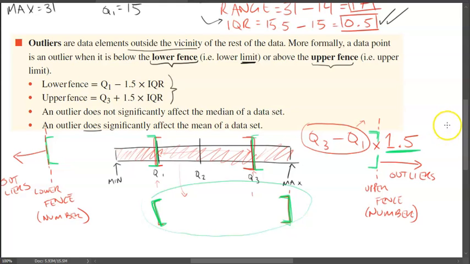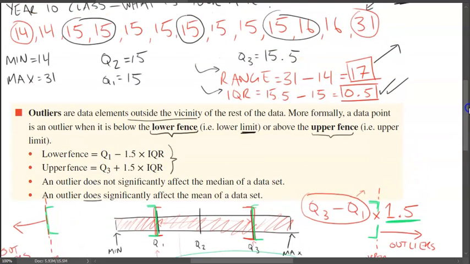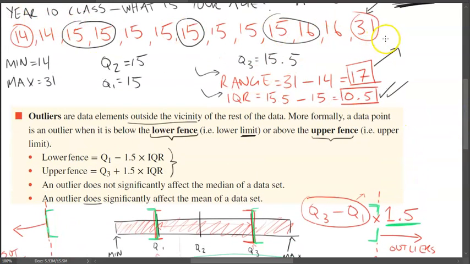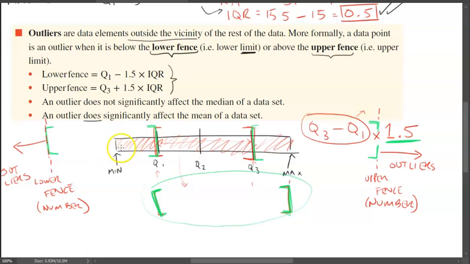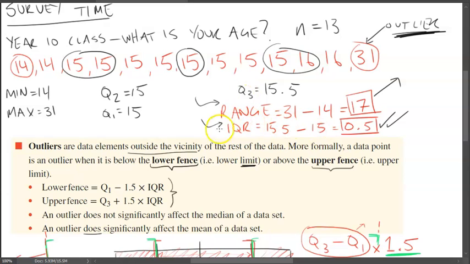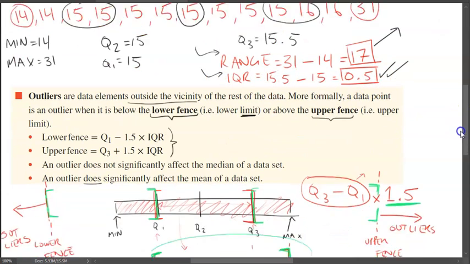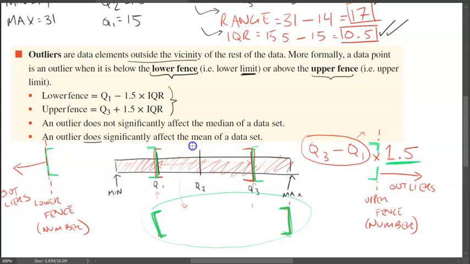So imagine the previous example. If I got those 14s and 16s and the 31 and I plonked them in here, and then I found my middle range, which I already did, which is my IQR, and I got that 0.5 range and I enlarged it by 1.5. I plonked it before Q1, and I plonked it after Q3, and I said, okay, let's work out these numbers. Anything lower and higher than those numbers will be considered outliers.